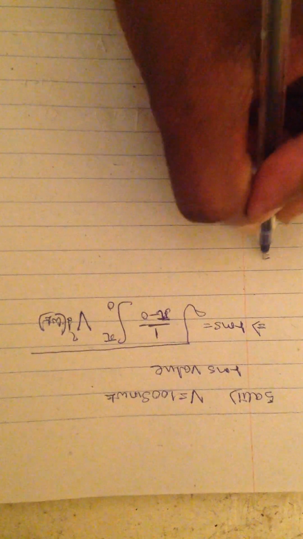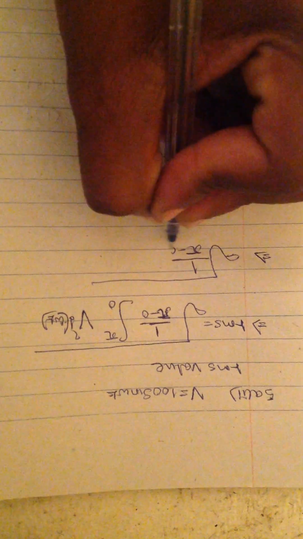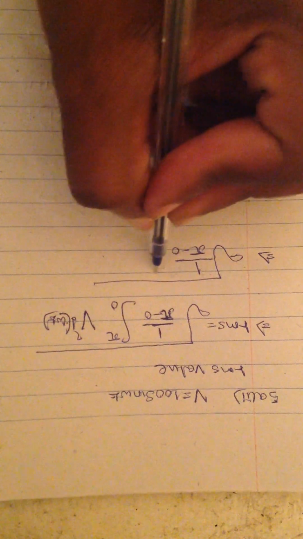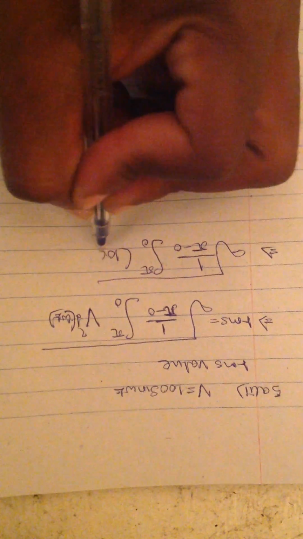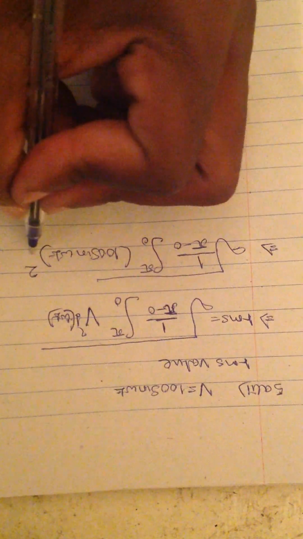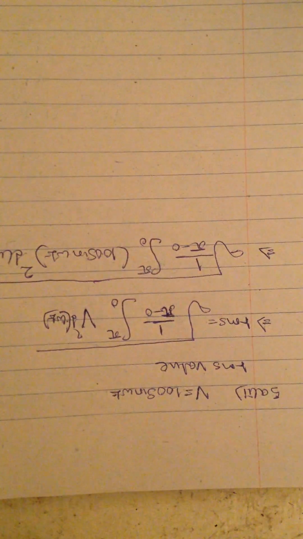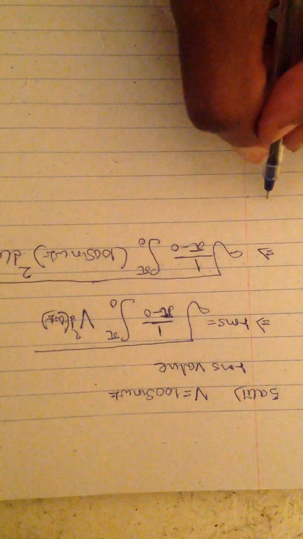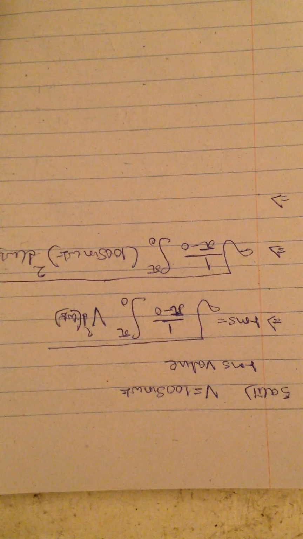Okay, so once we have this formula, what's next? We start substituting. So our square root here will be 1 over pi minus 0 as usual. Then we bring the integral from 0 to pi here. What is our v? Our v is 100 sine omega t, squared, d omega t. We have something like this. Okay, what next? Step by step, don't forget, step by step, so that at least we should be moving together.